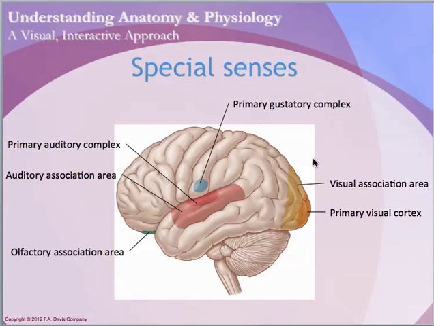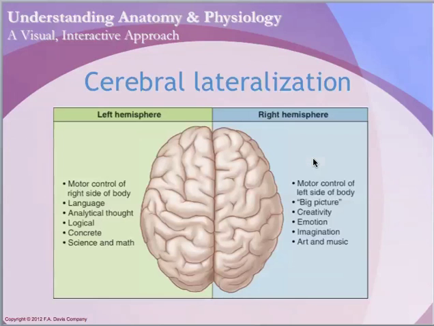Special senses. I don't want you to know all these different areas, but I do want you to know that they exist. I didn't want to just skip over it, but you do not have to memorize these. These are all the areas of the brain that are associated with our senses. Vision, hearing, smelling, tasting, all happen in very, very specific and special areas of our brain.